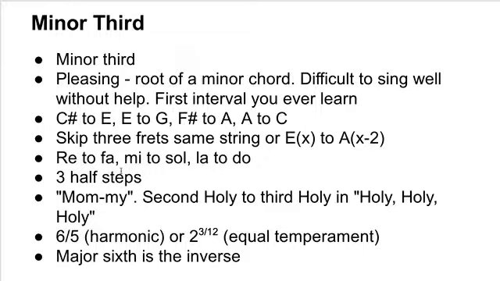So some examples would be C sharp to E or E to G, F sharp to A or A to C. If you skip 3 frets and stay on the same string, or if you go from the E string up to an A string and down 2 frets on that, that's a minor third on a guitar. There are 3 places in solfege where you might see a minor third: from Re up to Fa, or Mi up to Sol, or La up to Do. Those are all minor thirds. A minor third is made up of 3 half steps.